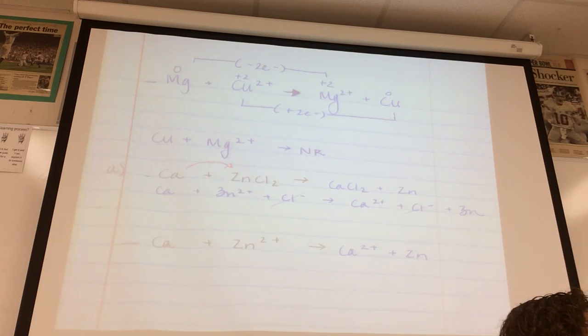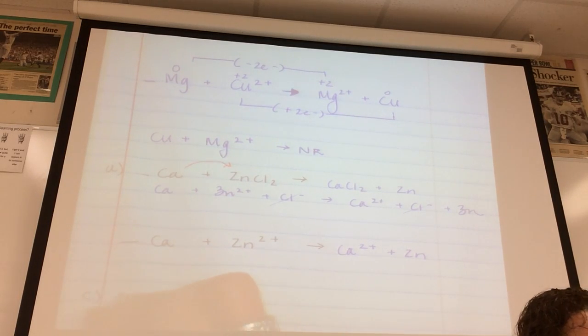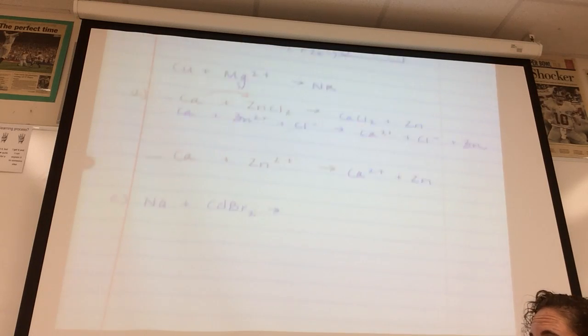Why is B no reaction? Because cadmium's below sodium. Good. So how do we do C? It says sodium reacts with cadmium bromide. How do we write the net ionic for that one?